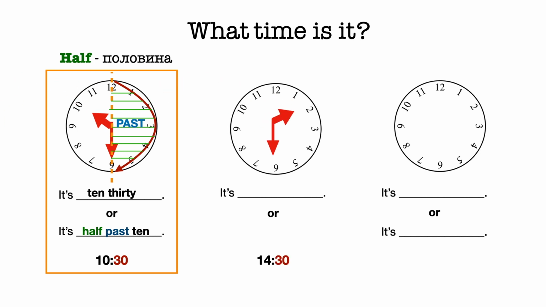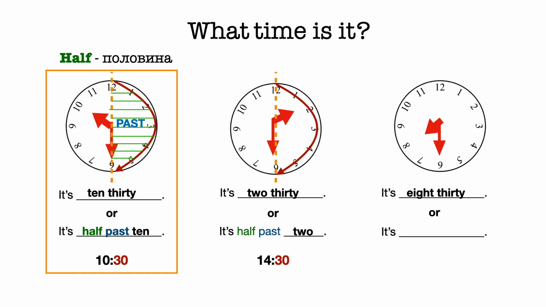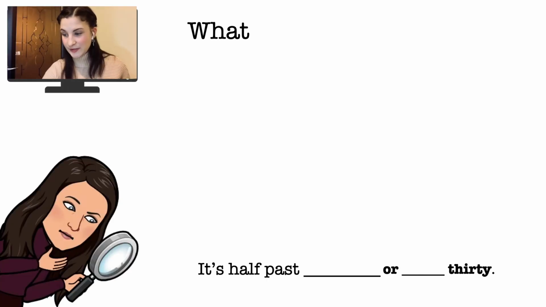Let's try this one together. So once again, our minute hand is pointing at 6. So it's половина после, half past, so it's 2:30, or it's 2:30. Very nice. Половина после 2. Okay, and the last one. It's 8:30, or it's 8:30, половина после 8. Do you understand it? I'm sure you do. So let's try to practice it a little bit.